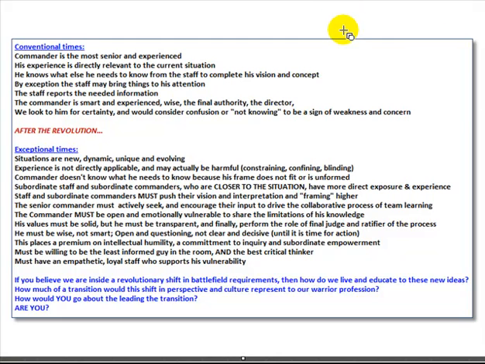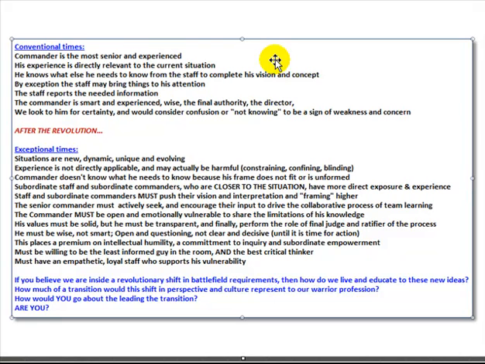This is what I think. Under conventional times, we can say the commander is the most experienced and senior officer. His experience is directly relevant to the situation. He knows what else he needs to know from the staff to complete that vision and concept, and then by exception, the staff may elect to bring things to his attention based on their marginal improvement in knowledge. The staff reports the needed information to the commander. The commander is seen as smart and experienced, a wise man, the final authority, and the director of operations. We look to him for certainty as members of his staff, and we would consider his confusion or not knowing to be a sign of weakness and an area of great concern.